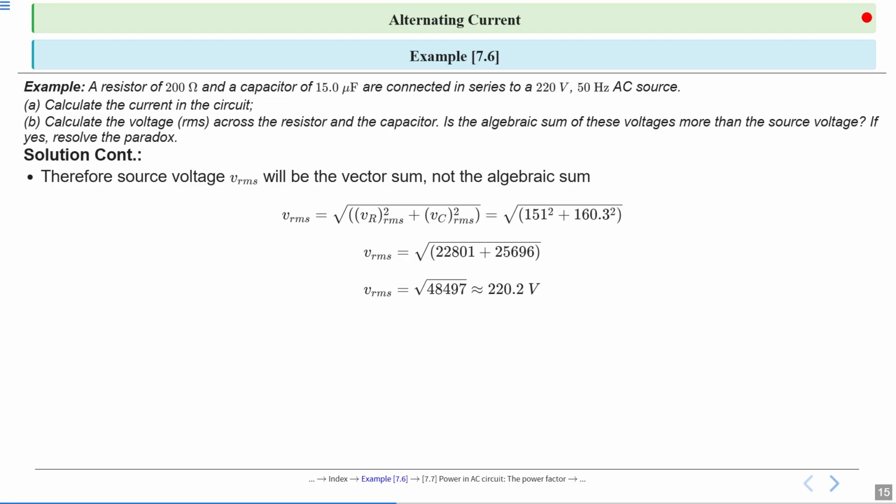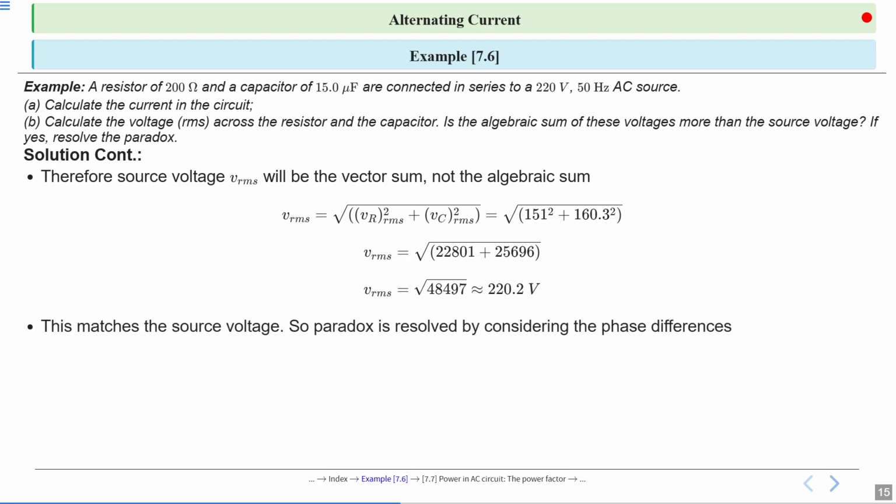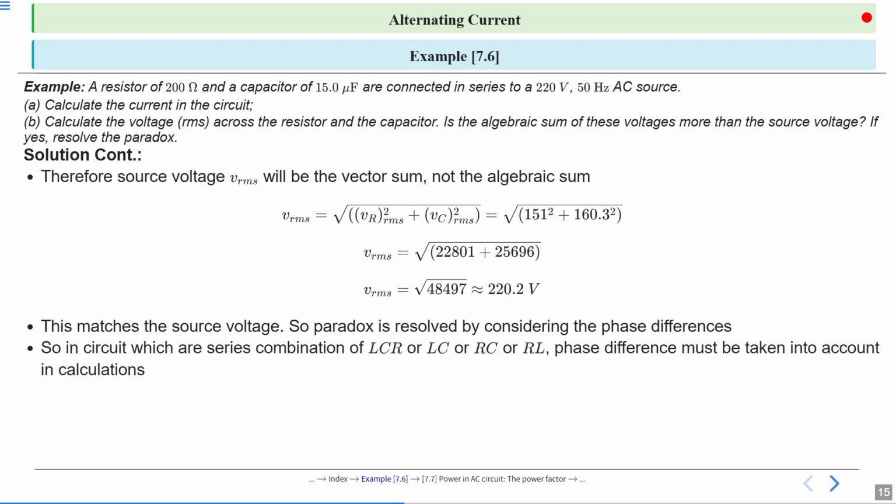So that was the mistake we were making by not taking into account the phase difference. This matches the source voltage, so the paradox is resolved by considering the phase differences. In circuits which are a series combination of LCR, RC, LC, or RL, for all these circuits we have to take the phase difference into account to calculate the effective voltage in the circuit. Phase difference must be taken into account in calculations.